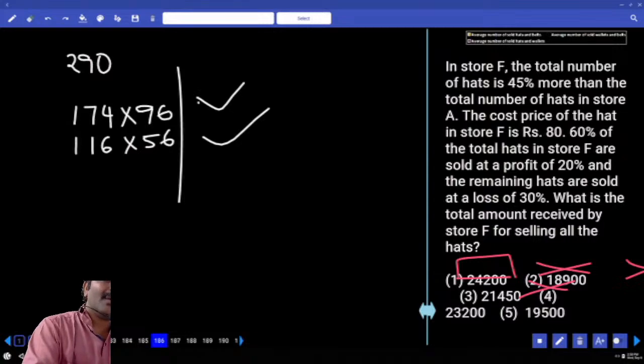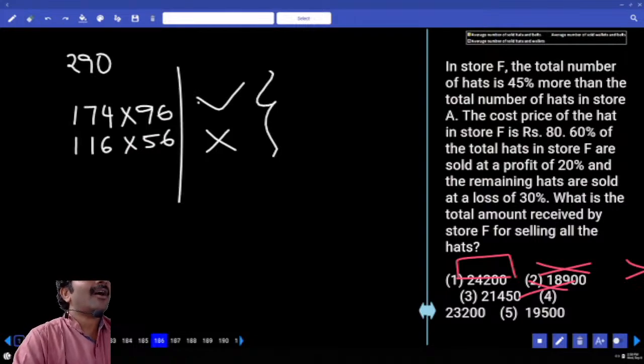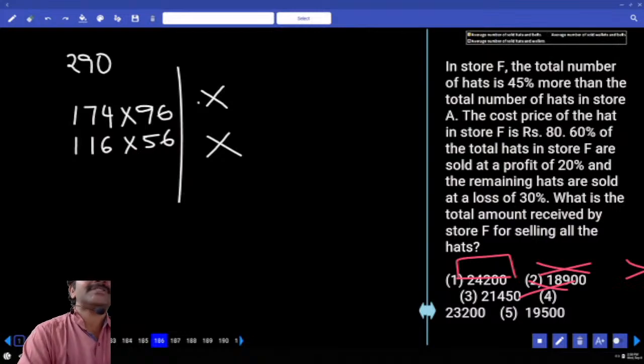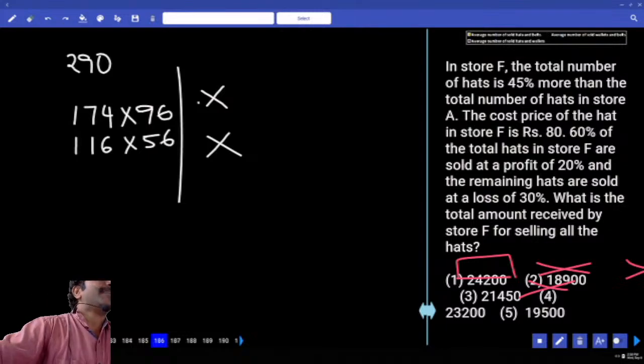Understood? One is 11 multiple, the other is not 11 multiple. You take either sum or difference. Can it be 11 multiple? No. Both the numbers are not multiples of 11. Can you decide anything? No. You cannot decide anything. Not only for this, anywhere it applies.